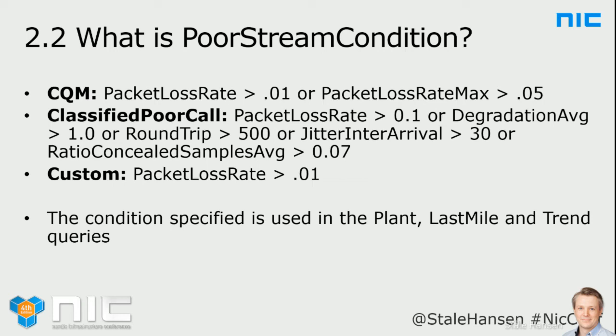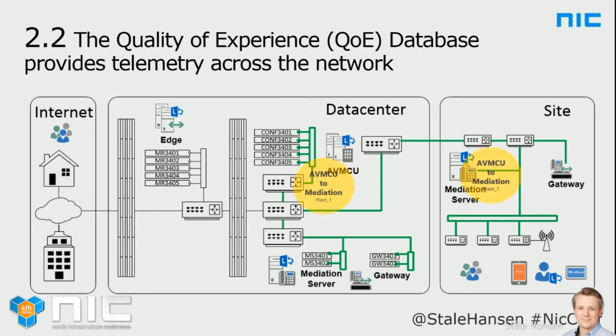And it is used within the plant, last mile, and trending queries. The plant is the server side, and the last mile is right before the endpoint, typically wired, wireless, and so on. And in the reports, the AVMCU to mediation is part of the plant. And we look at mediation to gateway on different sites. We look at wired and wireless within the network.